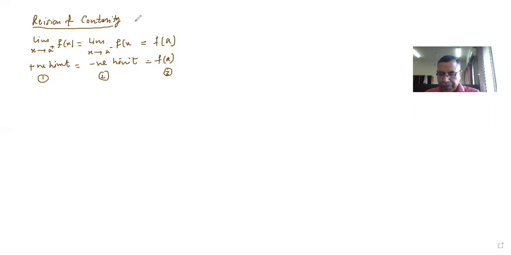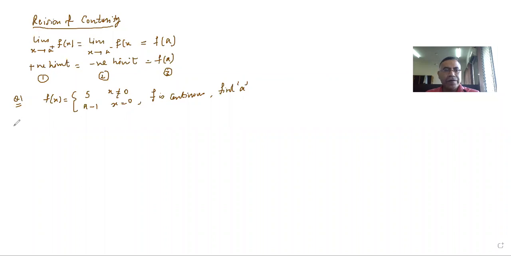Clear? So, for example, I'm directly going to the question, the kind of question that can be asked in the paper. He's saying, if f(x) is given as 5 and a minus 1, if x is not equal to 0 and x is equal to 0, then he has given you that f is continuous. You have to find the value of a.